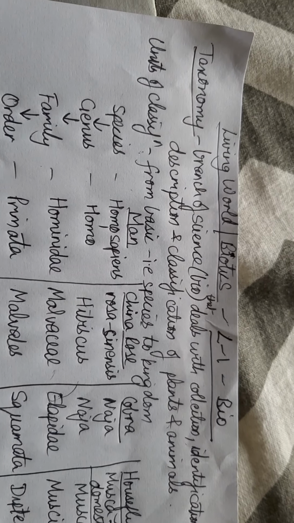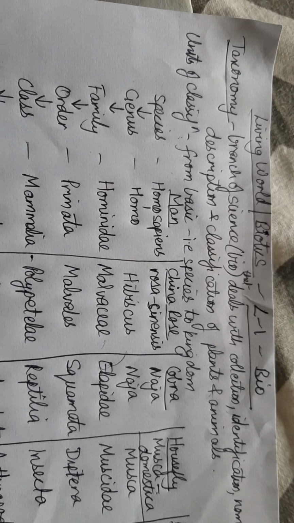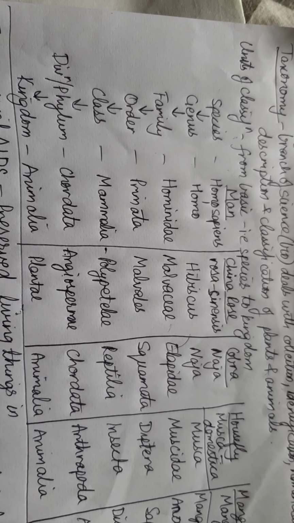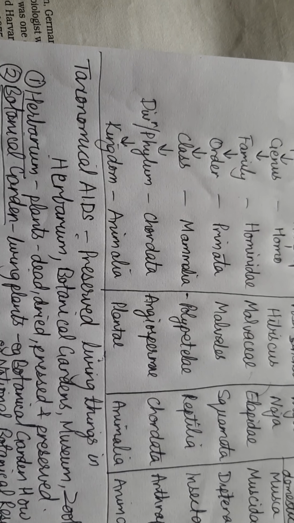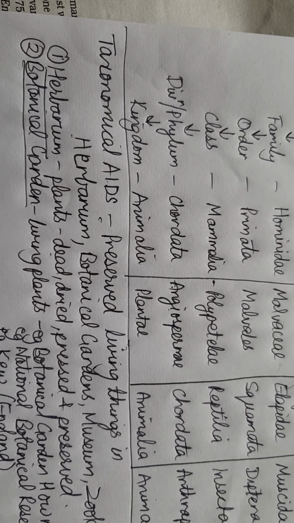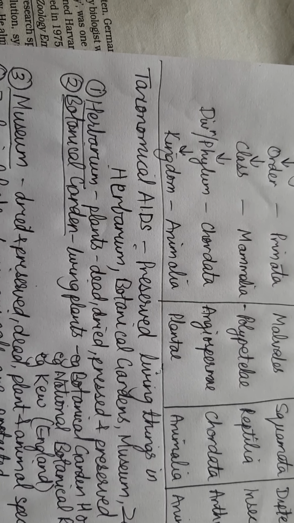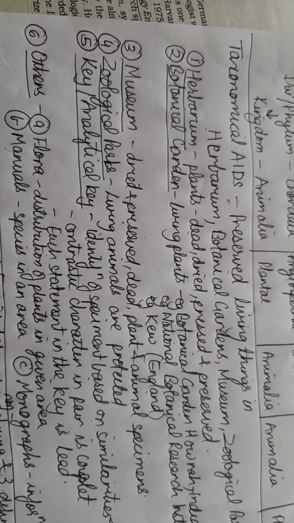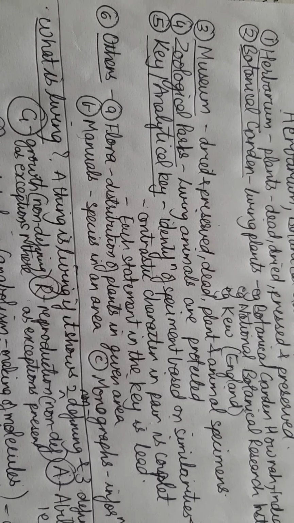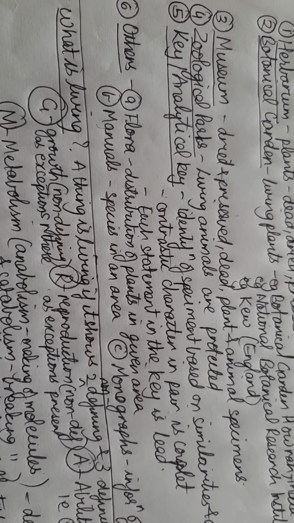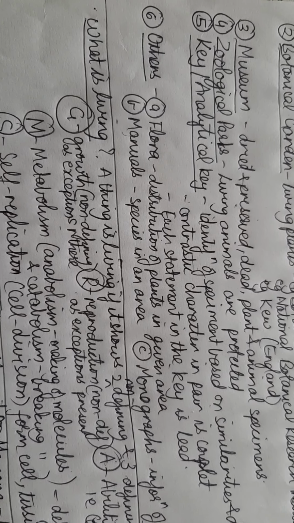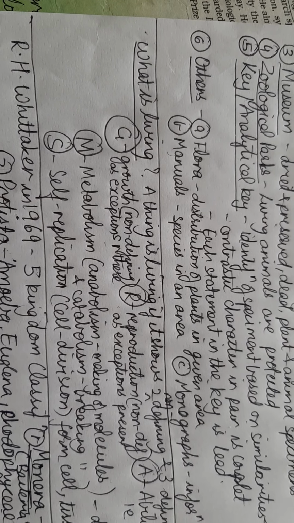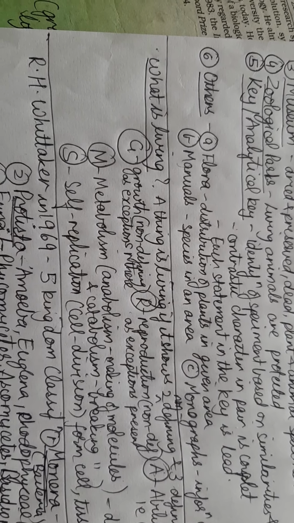We have the living world, the first lesson of class 11, the definition of taxonomy, the classification of units which form the basic, that is species, genus, family, order, class, phylum, and finally the kingdom. The later things are taxonomical aids which preserve all these living things either in dead dried form or in living form. So it includes herbarium, botanical garden, museum, zoological park, key or analytical key, and many others.